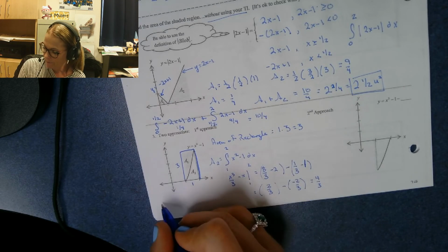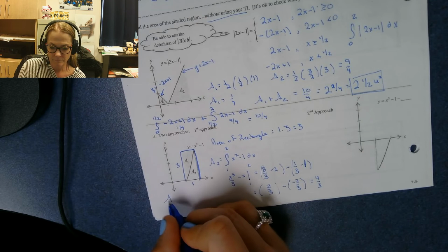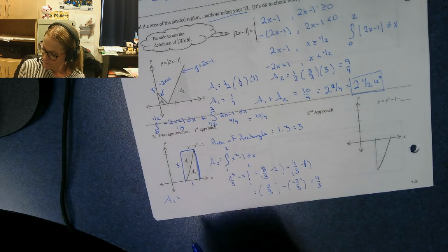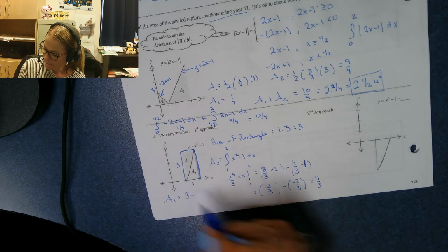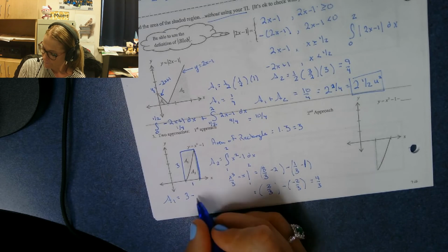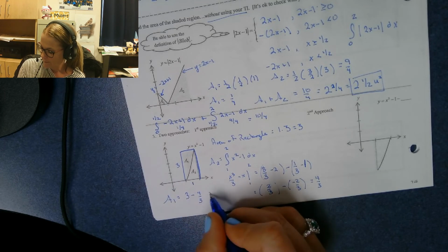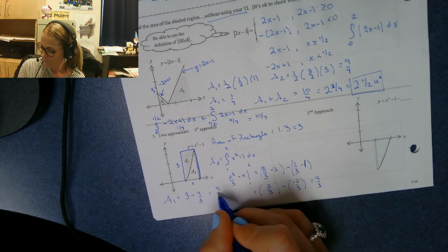And so then area 1 would simply be this 3 minus this area 2. So the whole rectangle minus the non-shaded. Okay, so that's 9 over 3 minus 4 over 3, so 5 over 3.